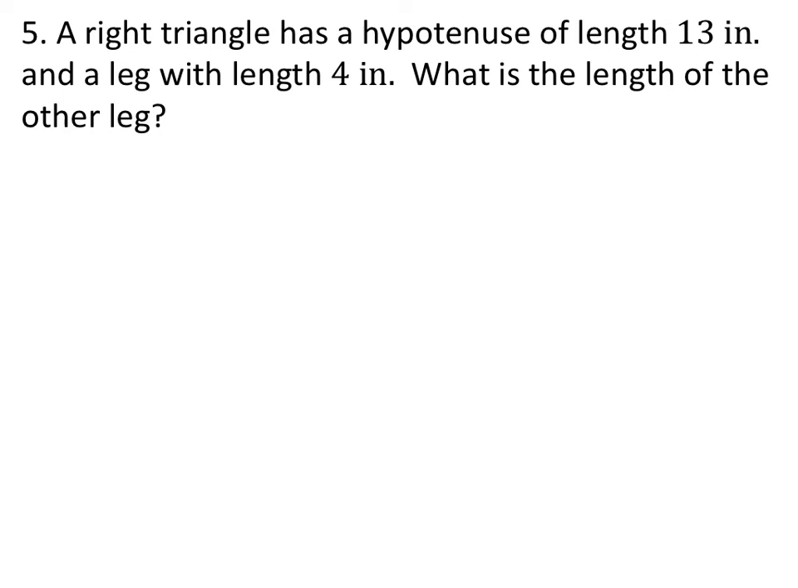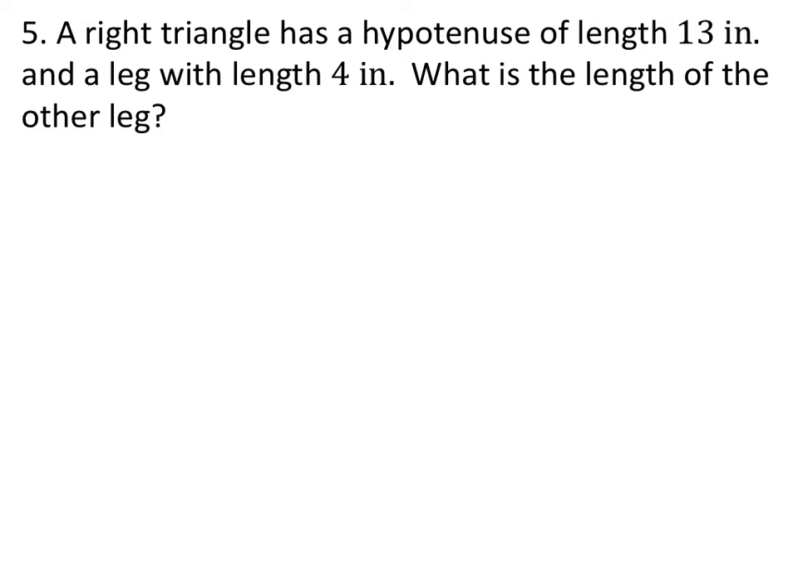Alright, looks like this one, number 5, does not give us any pictures, which is okay. A right triangle has a hypotenuse of length 13 inches with a leg and a leg with length 4 inches. What is the length of the other leg?